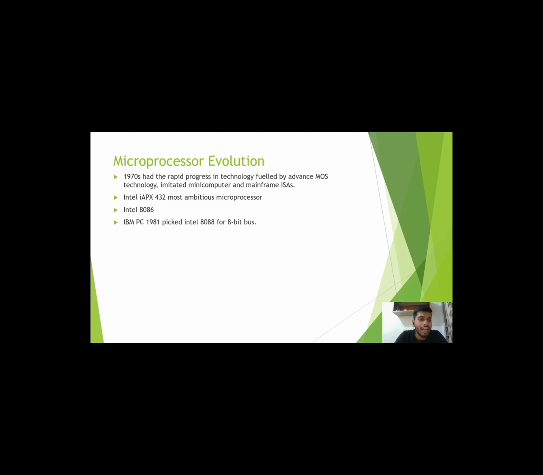The other was the IBM PC, launched in 1981, which picked the Intel 8088 for its 8-bit bus, as Motorola was way too late with the 68000. The estimated PC sales were about 250,000, but the actual figure became 100 million, an overnight success. So these were some of the microprocessors that evolved.